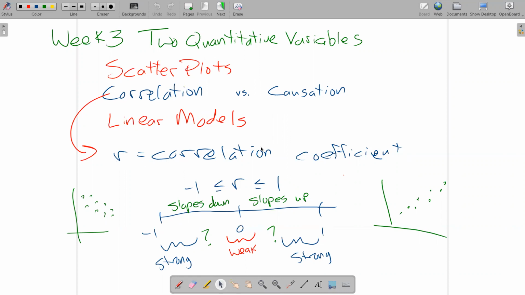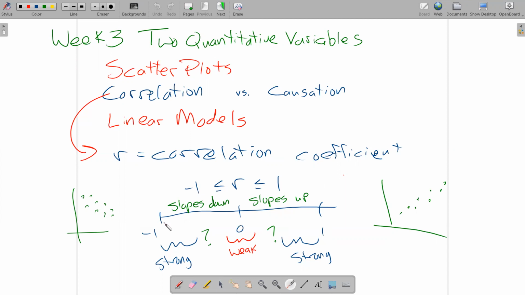R is the correlation coefficient. R is going to be some number between -1 and 1. If it's a negative number, that means the points slope downward, like this here. As the x value increases, the y value decreases. If R is positive, that means it's going to slope upward. Now, R is not the slope. The closer it is to 1 or -1 means the points line up very well.